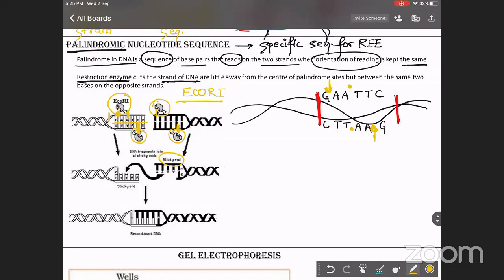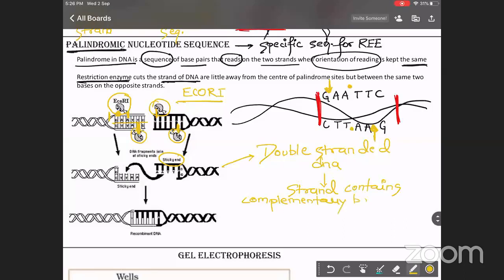Tell me, if this is double stranded DNA, double stranded DNA means both strands contain complementary base pairs. And if they are complementary, what will happen?